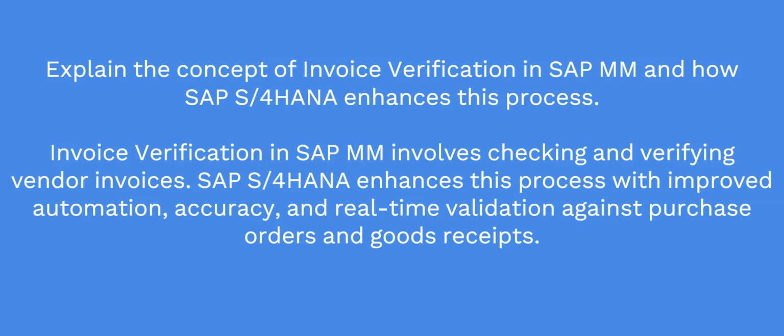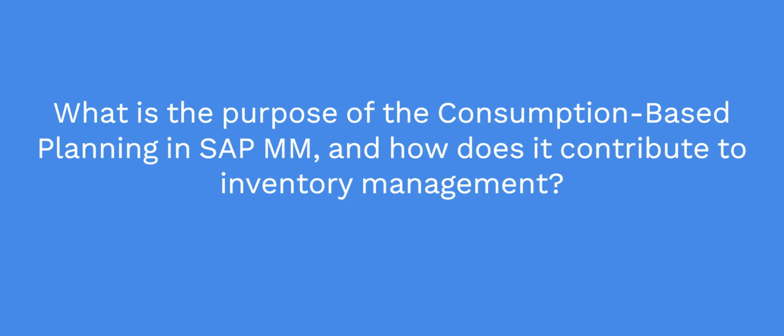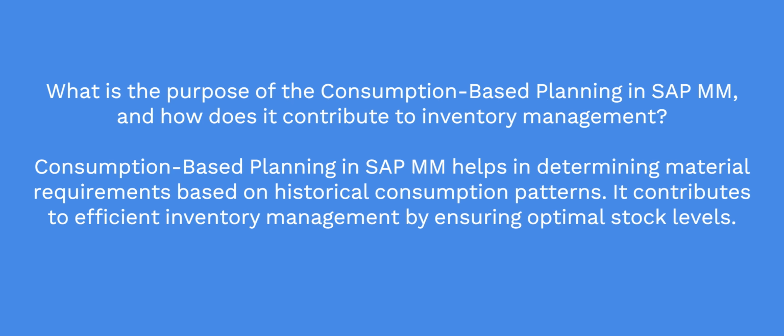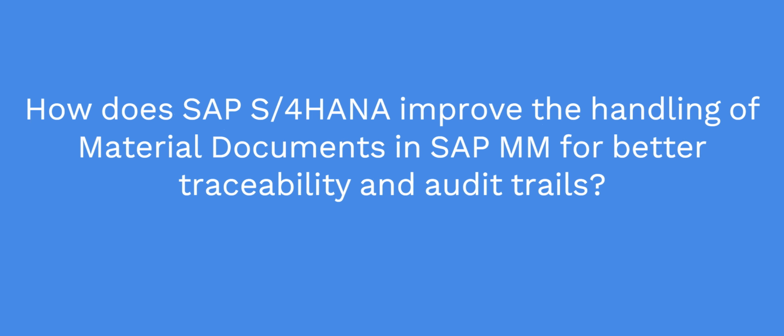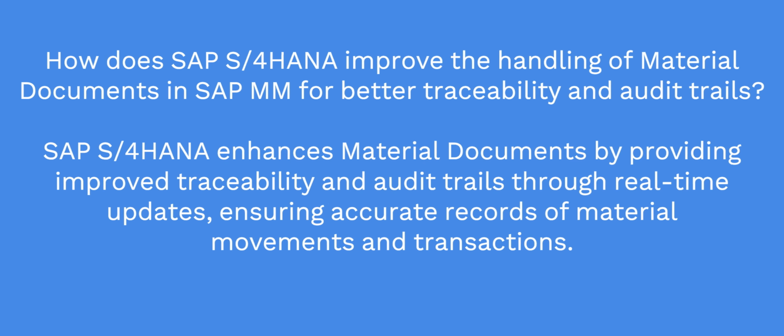What is the purpose of consumption-based planning in SAP and how does it contribute to inventory management? Consumption-based planning in SAP helps in determining material requirements based on historical consumption patterns. It contributes to efficient inventory management by ensuring optimal stock levels. How does SAP S/4HANA improve the handling of material documents in SAP for better traceability and audit trails? SAP S/4HANA enhances material documents by providing improved traceability and audit trails through real-time updates, ensuring accurate records of material movements and transactions.